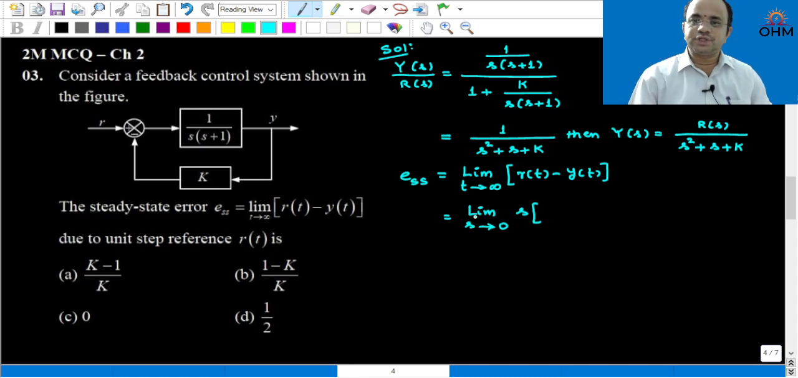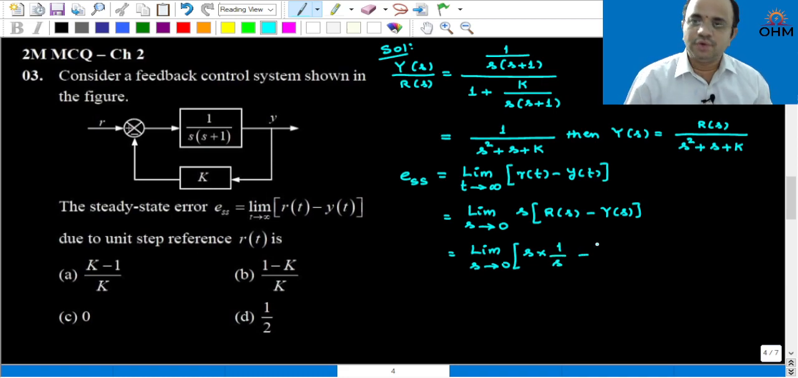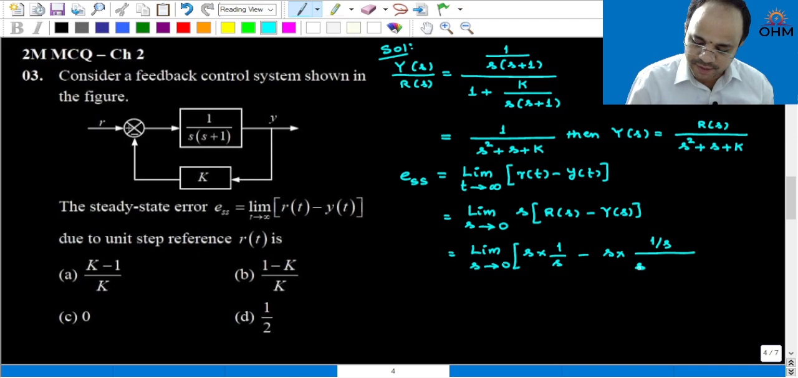Limit s tends to 0, by using the final value theorem, s into R of s minus Y of s. This will be limit s tends to 0, s into R of s, it is given unit step reference. Therefore, R of s will be 1 by s, minus s into R of s is 1 by s divided by s square plus s plus k.